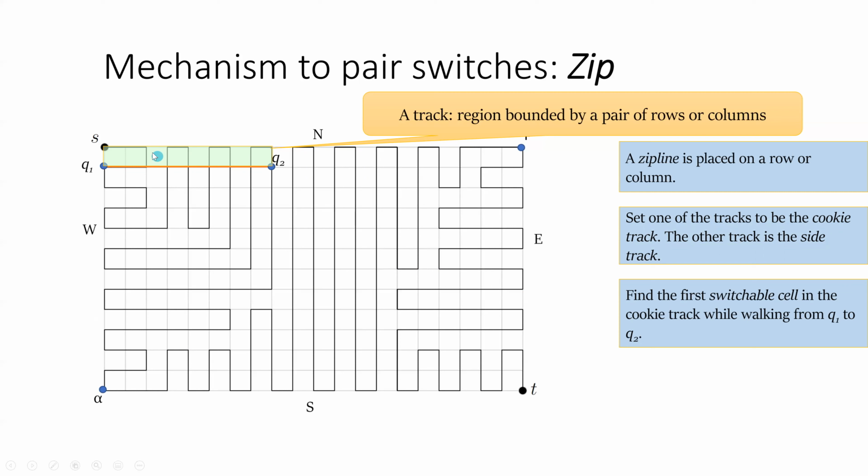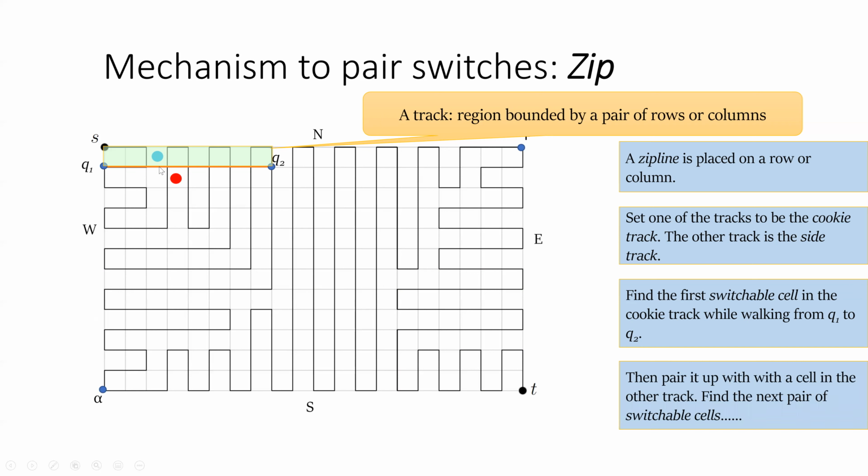And what is a switchable cell? Of course, it has to have exactly two edges on the path that are parallel to each other. And in this case, another requirement is that the two path edges must be perpendicular to the zip line. So this is our first switchable cell. And then we keep walking and find the next switchable cell in the side track. And these two are a pair.